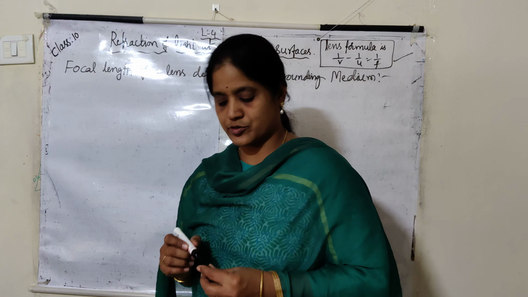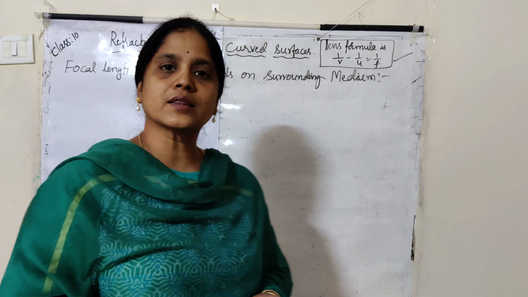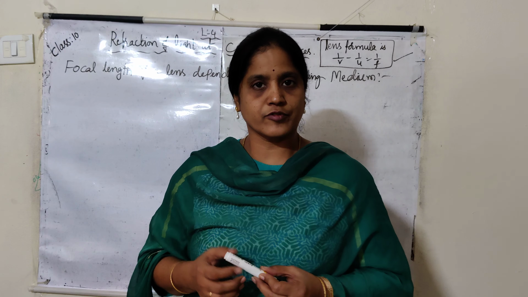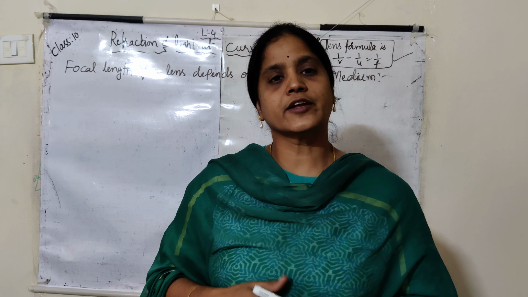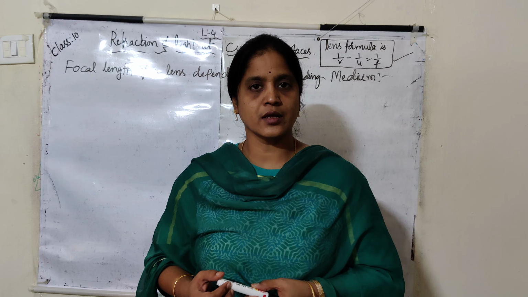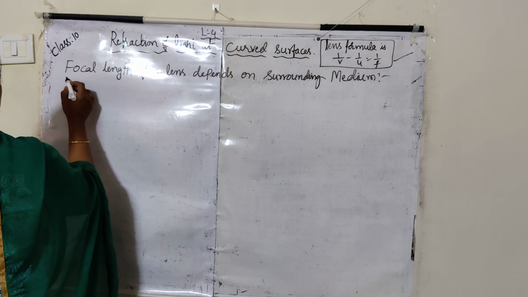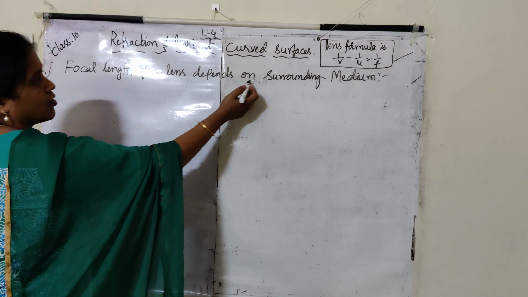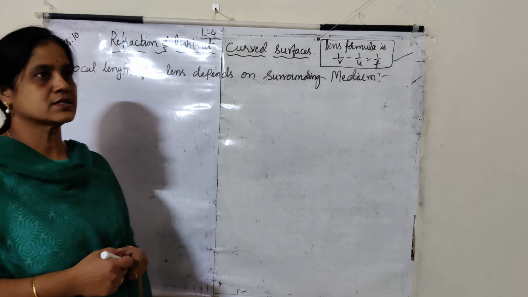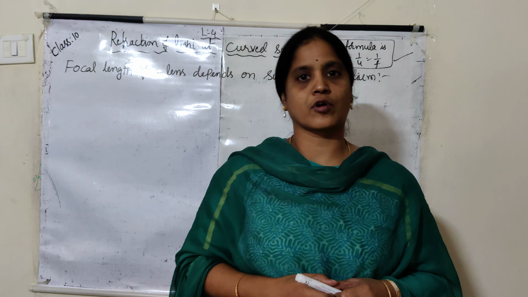Now we have one more activity, the last activity. The focal length of a lens, whether it is convex or concave, changes depending on the surrounding medium. Here you see, the focal length of a lens depends on the surrounding medium. That we'll discuss now. For this, you have to take a convex lens.